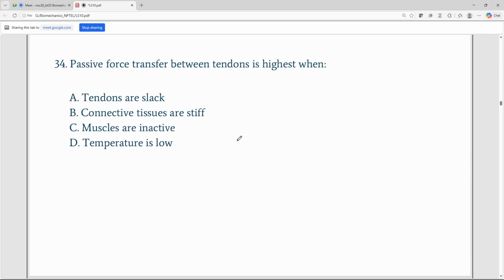Next question. The passive force transfer between tendons is highest when? Options are: option A, when tendons are slack; option B, when connective tissues are stiff; option C, when muscles are inactive; option D, when temperature is low.